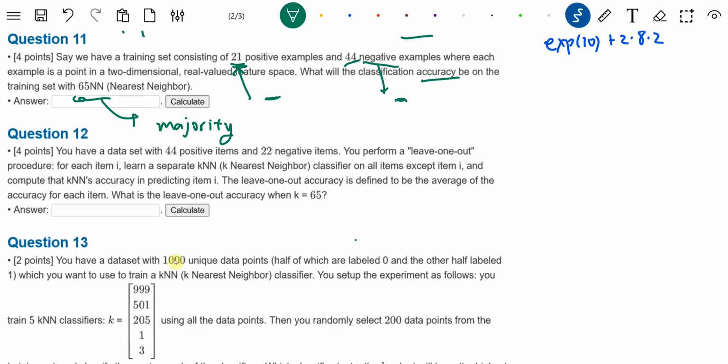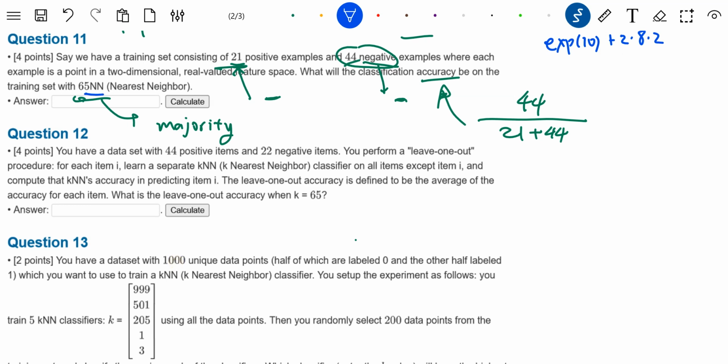Then the question is asking about accuracy. So these ones are predicted correctly, and these ones are predicted incorrectly. So that's our accuracy. Again, once you realize what this thing is doing, then it's kind of straightforward. But then you need to know that 65NN is doing the majority thing.